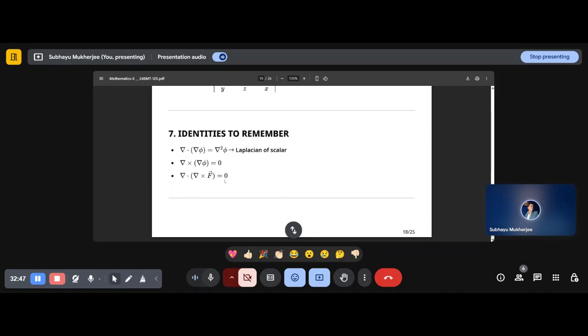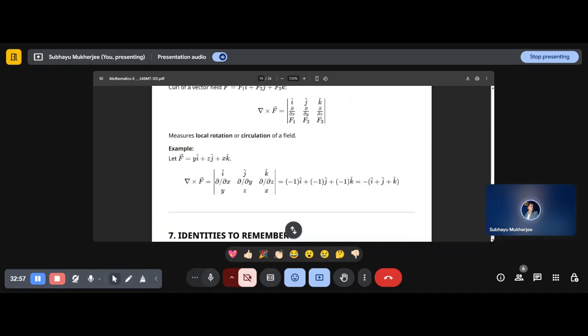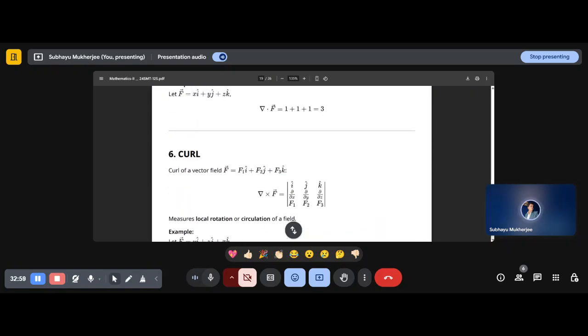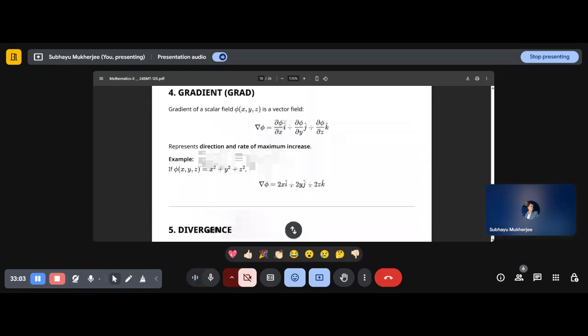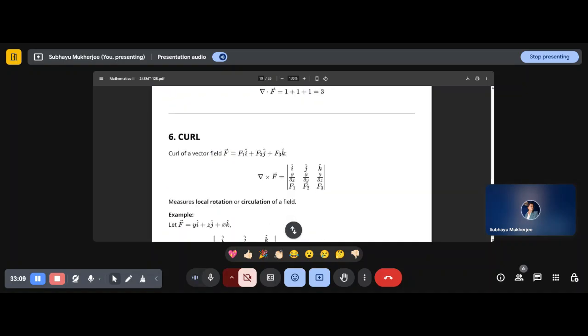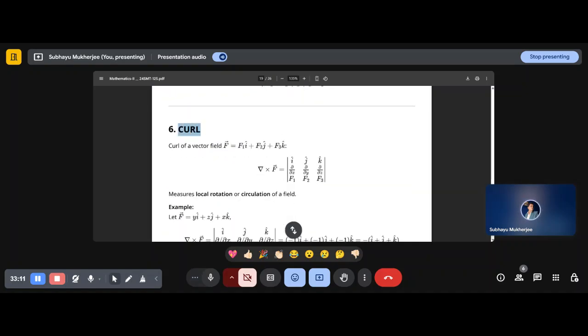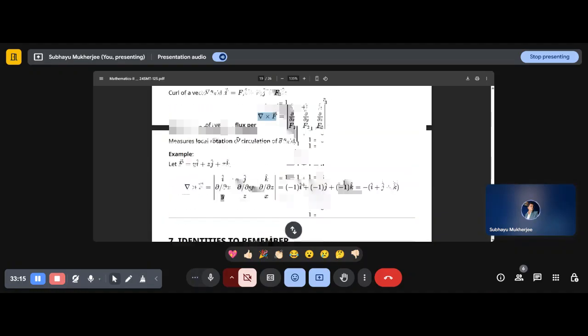Identities just say this, okay? That is del into del. That way we can find the Laplacian of a scalar. Now Laplacian is not there in your course, but these formulas you guys please remember: what divergence is, what curl is, which one is the dot product. Remember, divergence means dot. D for divergence, D for dot. C for cross, C for curl. Okay, C for cross, C for curl, and D for dot, D for divergence.